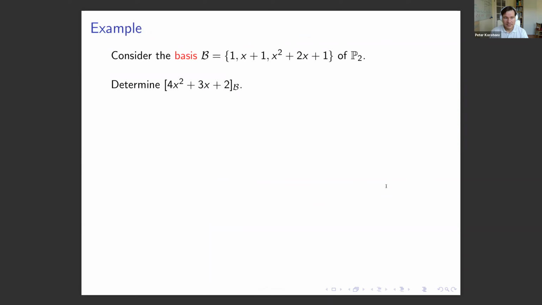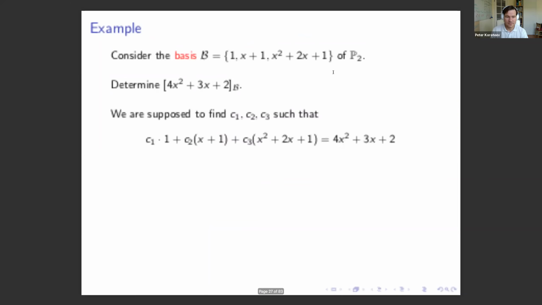So take this basis, as we discussed in the previous video, it forms a basis of P_2: 1, x plus 1, x squared plus 2x plus 1. And then let's determine the image under this map of the vector x squared plus 2x plus 2.